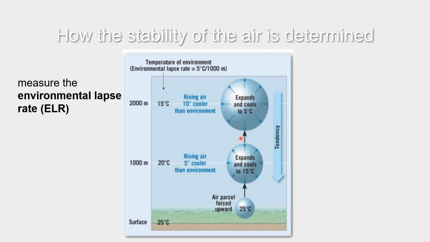So you should not be confused with the two rates. We've talked about the stable air, and I've mentioned that this will not rise unless forced to do so. So in this figure, you can clearly read that air parcel forced upward because the temperature of the parcel of the air and the surface temperature is the same.